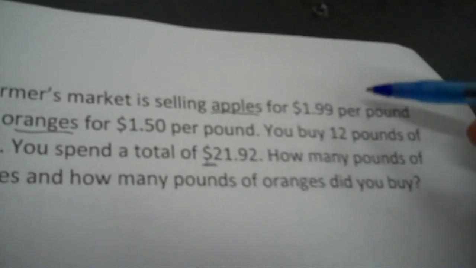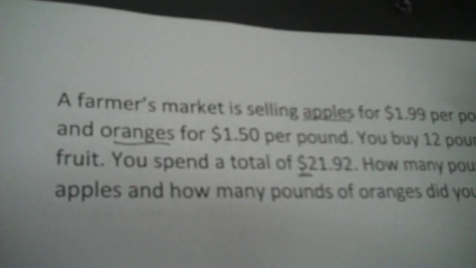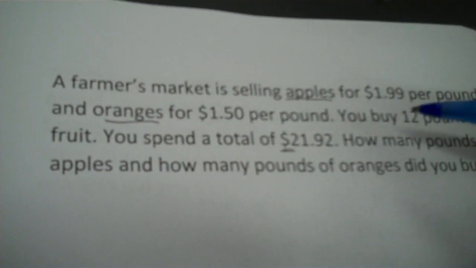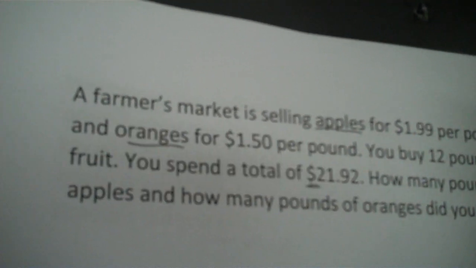Okay, last one. A farmer's market is selling apples for $1.99 per pound, oranges for $1.50 per pound. You buy 12 pounds of fruit. You spend a total of $21.92. How many pounds of apples, how many pounds of oranges did you buy? 3 units once again.